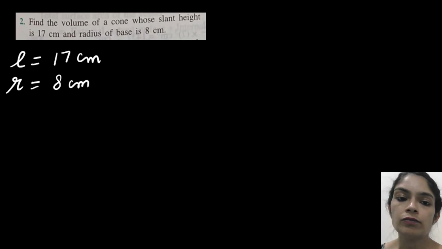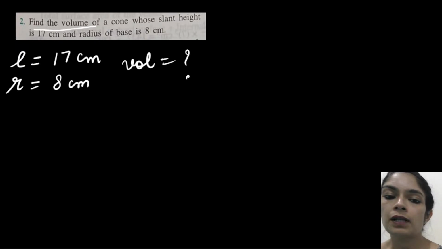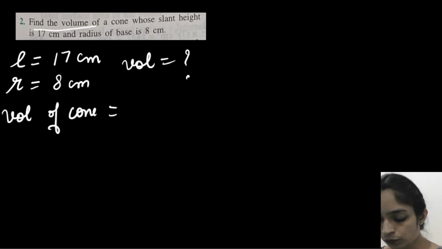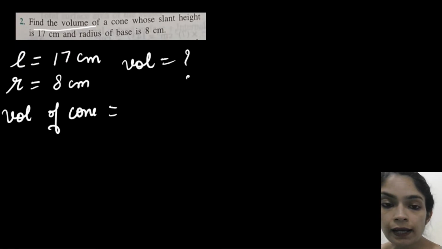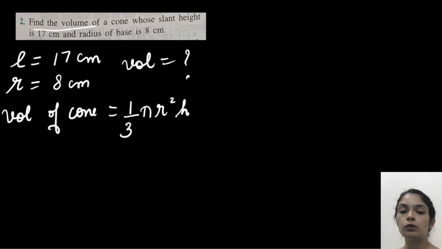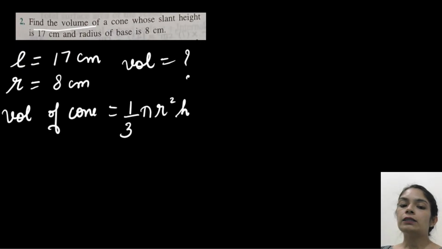What we have to find? Find the volume. This was a very direct question. Volume we have to find. What is the formula of volume of cone? Its formula is 1 by 3 pi r square h. Whenever I ask you, you should be able to write the formulas because you have to remember them.